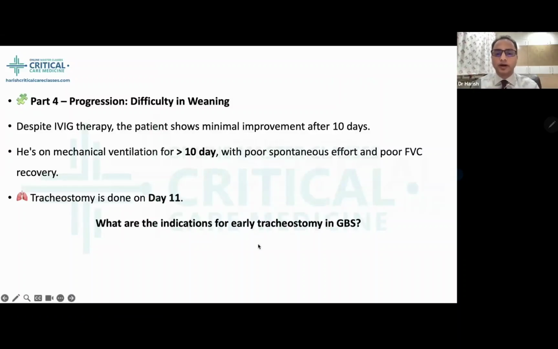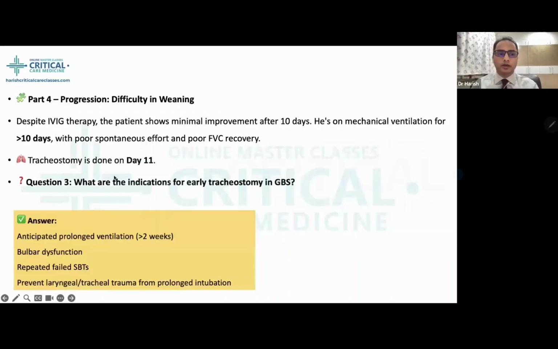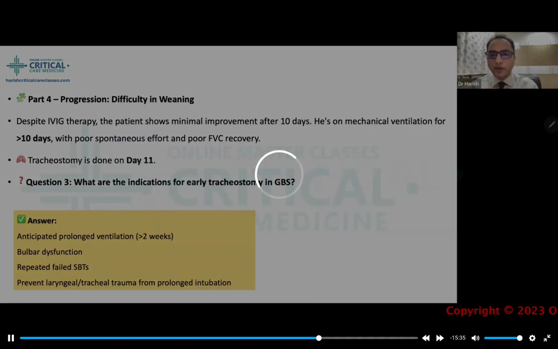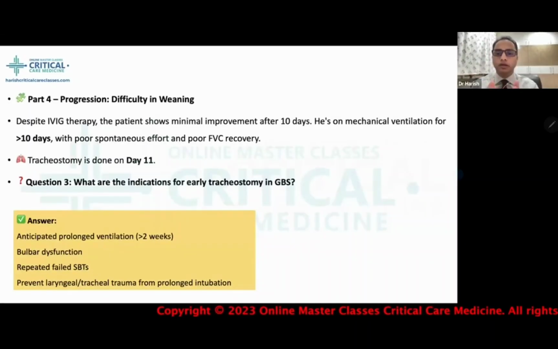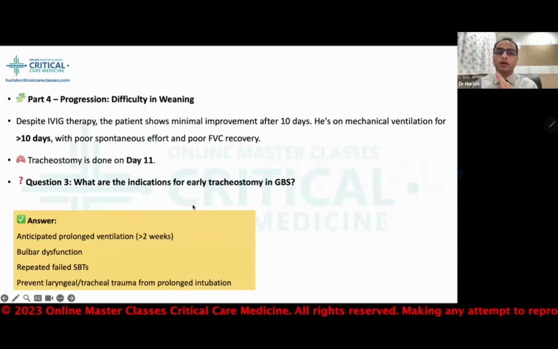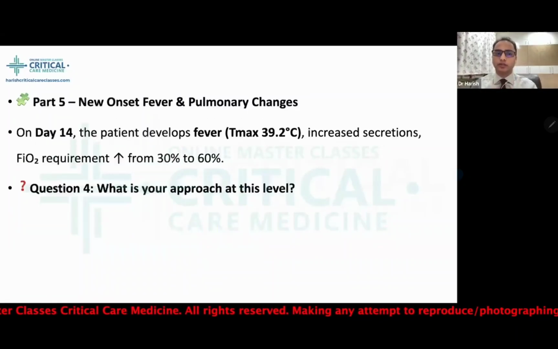So what are the indications for early tracheostomy in GB syndrome? Okay, so remember: anticipated prolonged ventilation, if you think it is going to take more than 2 weeks, persisting bulbar dysfunction, repeated failed spontaneous breathing trials, and to prevent laryngeal trauma from prolonged intubation. So better to go for tracheostomy in GB syndrome. These are some of the indications for early tracheostomy in GB syndrome.